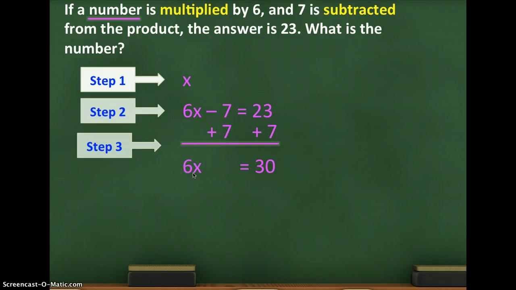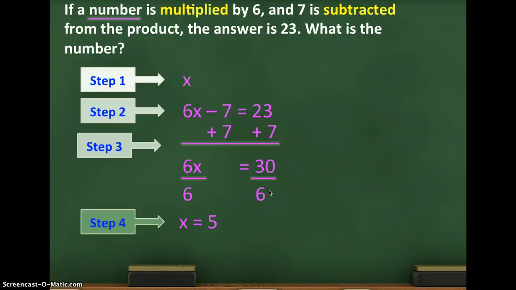Now, this means 6 times x equals 30. To undo multiplication, we are going to use the inverse operation, which is division. So we're going to divide both sides. Remember, we are balancing the equation, so we should divide both sides by the same amount. We're going to divide both by 6 because 6 is the coefficient of your variable. And remember that we are isolating your variable. So 6 divided by 6 is 1, and 30 divided by 6 is 5. So step 4, the answer is x is equal to 5.